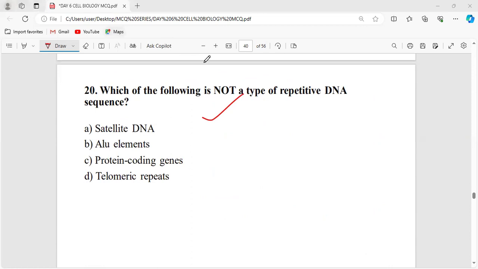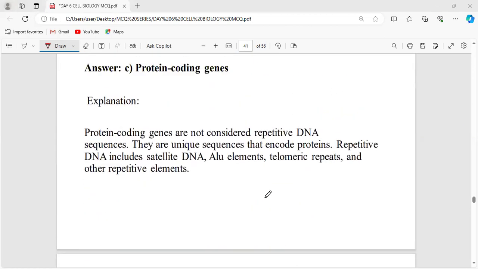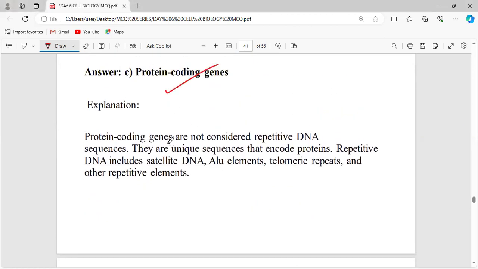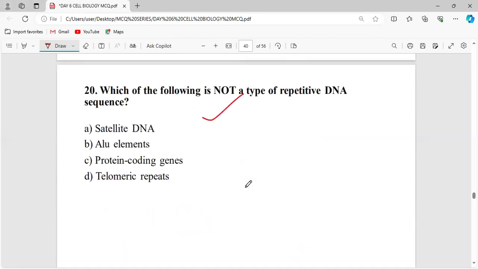What about the others? Protein coding genes are not considered as repetitive DNA sequence. Okay, see, repetitive DNA sequence includes satellite DNA, ALU elements, telomeric repeats, and other repetitive genes.